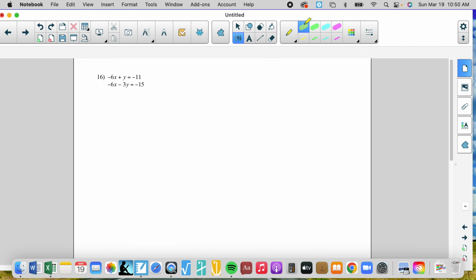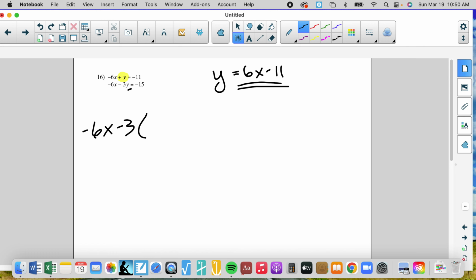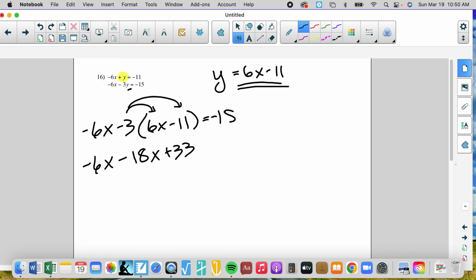Which variable am I going to solve for? I'm going to isolate for y. So that new equation is y equals 6x minus 11. I'm going to plug this in for my y. So I get negative 6x minus 3 times that quantity, 6x minus 11, equals negative 15. Negative 6x minus 18x plus 33. Don't forget to distribute to both items.